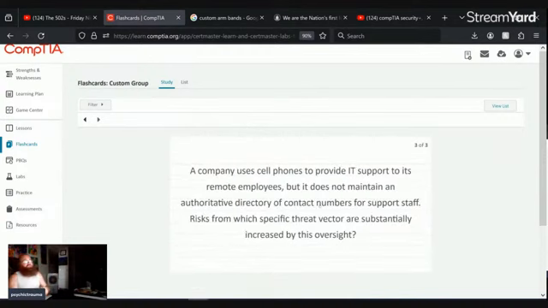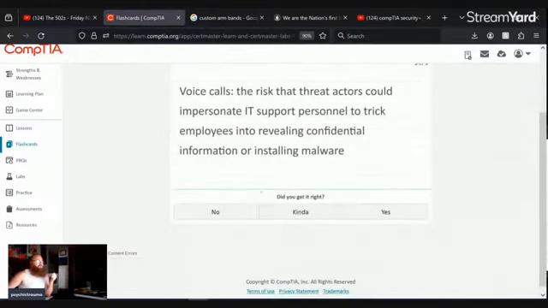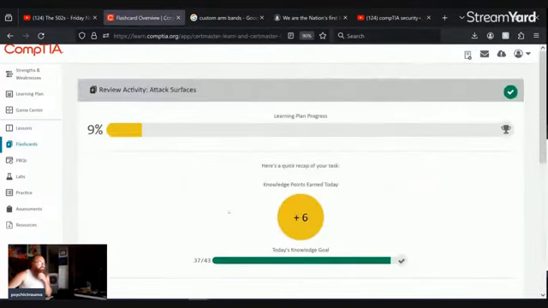A company uses cell phones to provide IT support to its remote employees, but it does not maintain an authoritative directory of contact numbers for support staff. Risks from which specific threat vectors are substantially increased by this oversight? Internal threat actors? Voice calls. The risk that a threat actor could impersonate IT support personnel to trick employees into revealing confidential information or installing malware. Oh, didn't get that one right either.